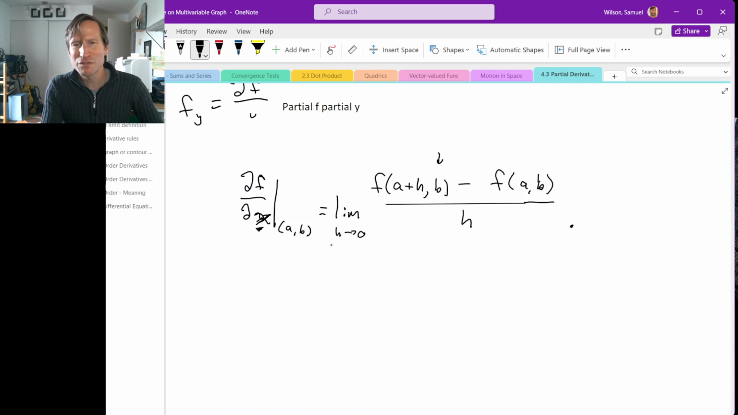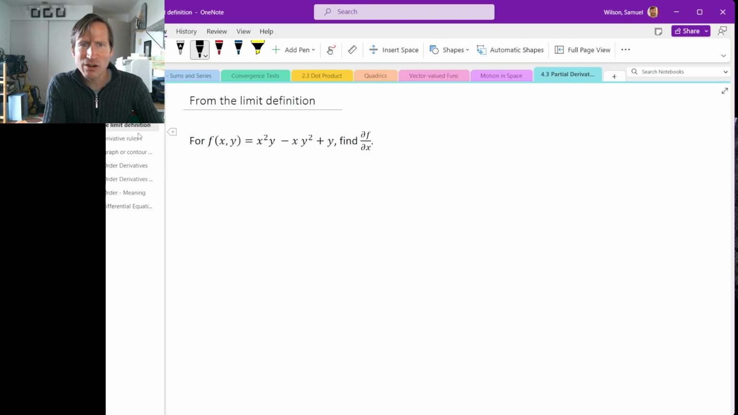Of course, the partial derivative with respect to y is going to be the same thing, except you would add h to the y coordinate instead of to the x coordinate. Okay. So with this in mind, let's calculate a partial derivative using this definition.